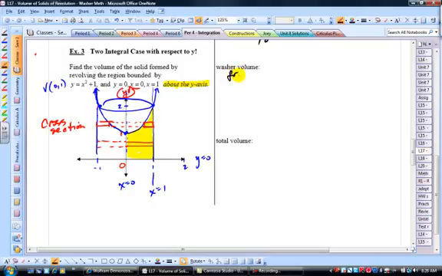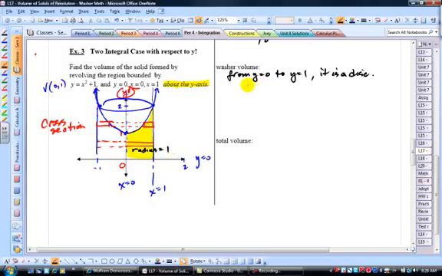From y equals 0 to y equals 1, it's a disk. So what we're going to have to do is figure out the radius, and the radius is the distance between the 2 x values here, the radius. So in this case, the radius is 1.